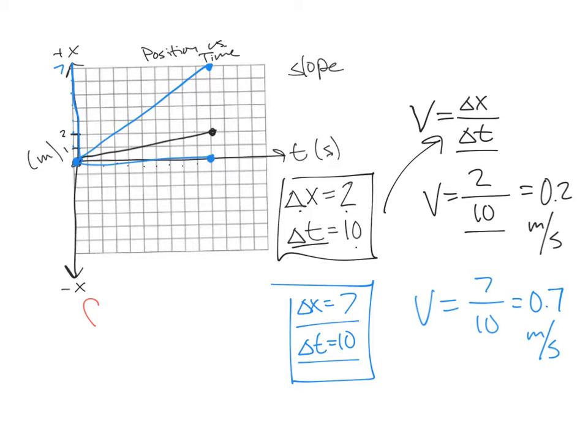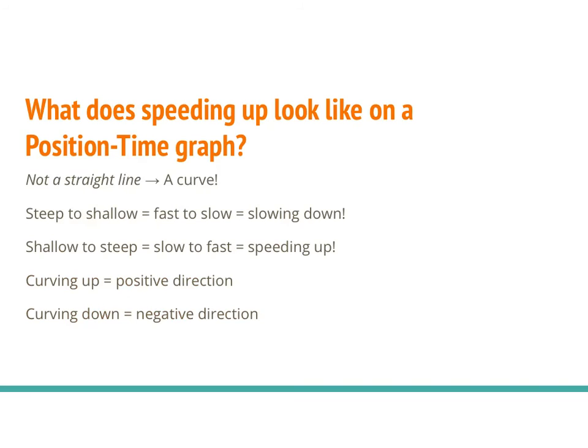So faster equals steeper, and slower equals flatter. Okay, a steeper line goes faster than a slower one. So the next little thing we have to talk about is what speeding up looks like on a position time graph. And this really isn't that hard, but we're going to talk a little bit about it using slope, which we just discussed.